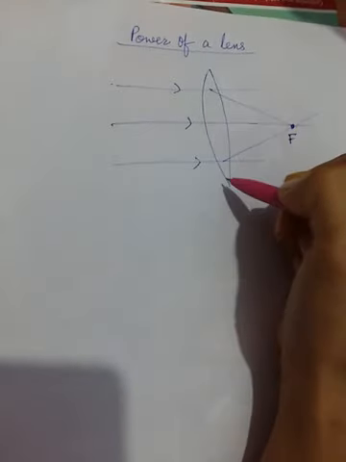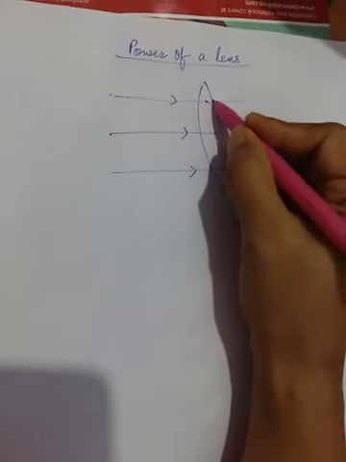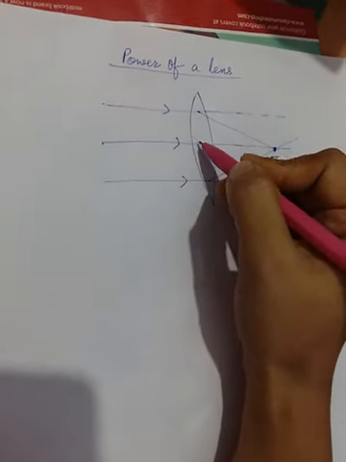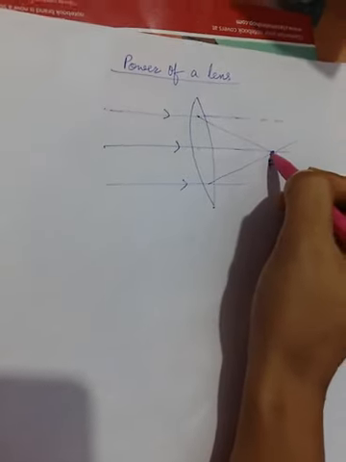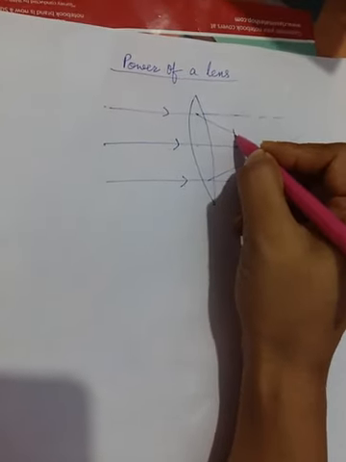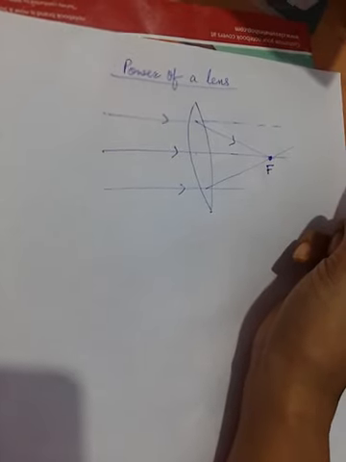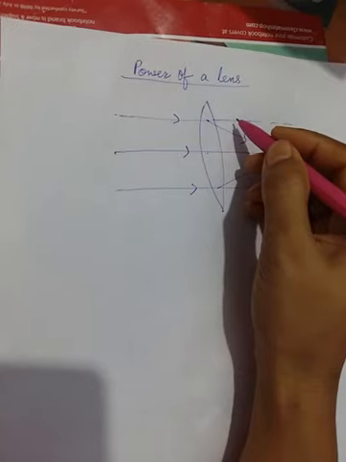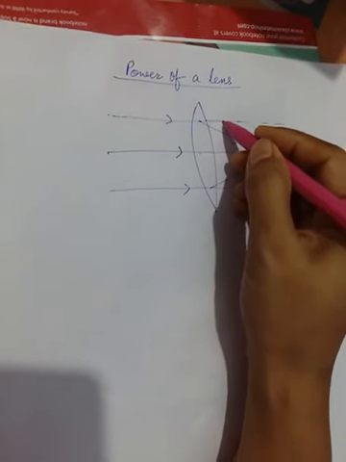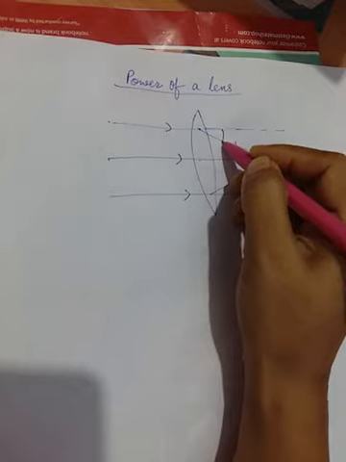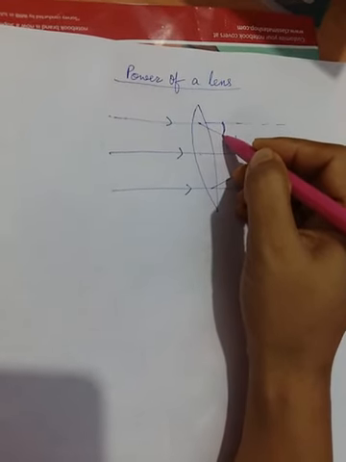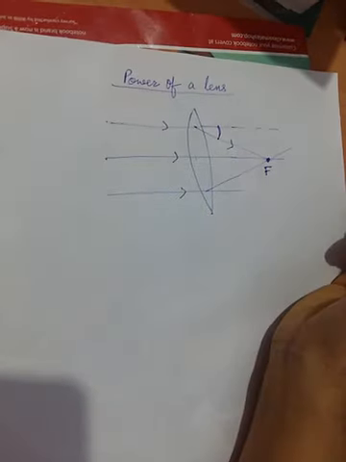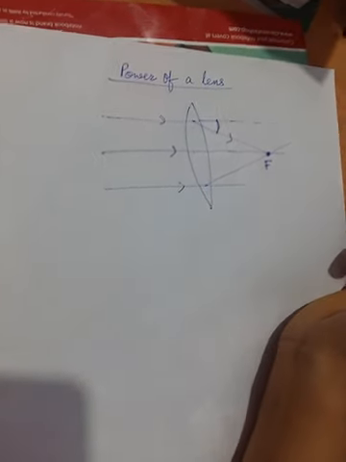If no lens is present here, then they pass along this particular direction. But due to the presence of the lens, it will converge. So it means the direction of the rays of light changes. So how much do these rays of light converge? This particular angle gives you the angle of convergence in case of the convex lens.